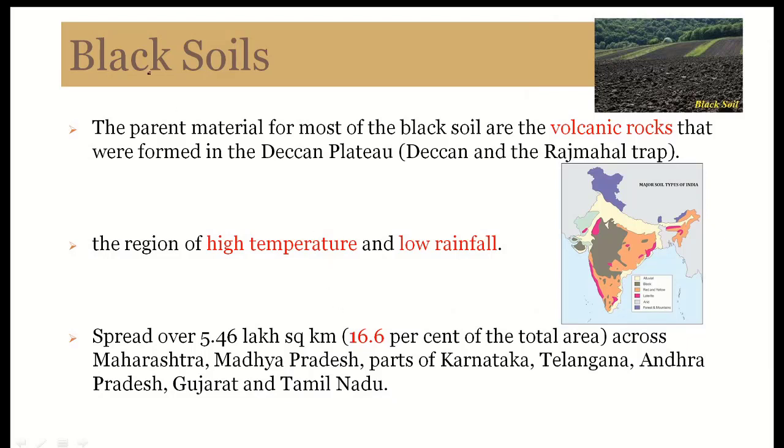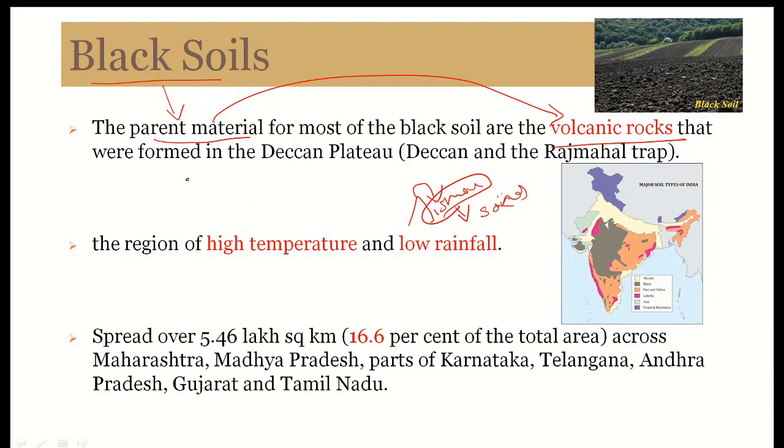Next comes black soil. The parent material, meaning how this black soil is formed: it is from the rocks of volcanoes. During volcanic activity, igneous rocks come out, and due to the splitting of these igneous rocks, this sand is formed. Okay.